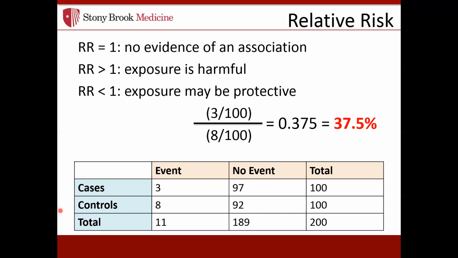So if we take a look at this graph, and I've put some numbers in, and if you wanted to do the math, you would do 3 divided by the whole number of cases, you have 100, and then you would do 8 divided by 100, which is the number of controls, you get 0.375, which is equal to 37.5%.